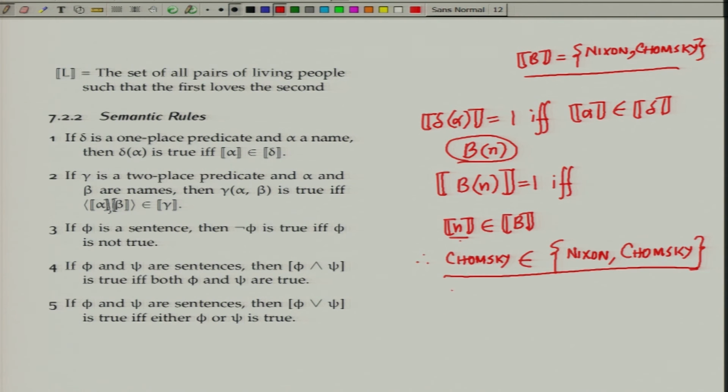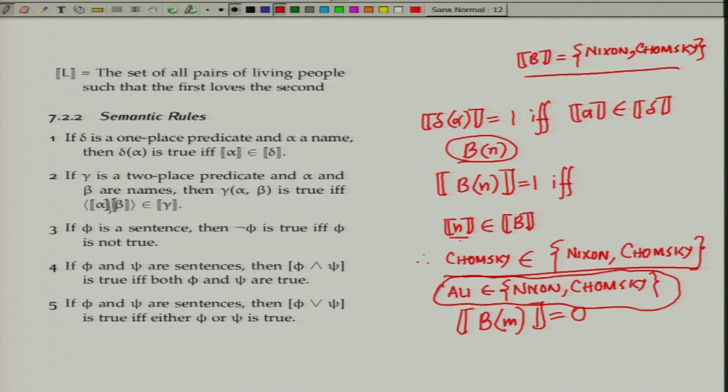And a false sentence would be something like Ali belongs to. So, this is not true. Because Ali does not belong to this set, the sentence B M will be false. It will be false because this is not the case. Because it does not hold, this sentence will be false. This is how we understand these things.